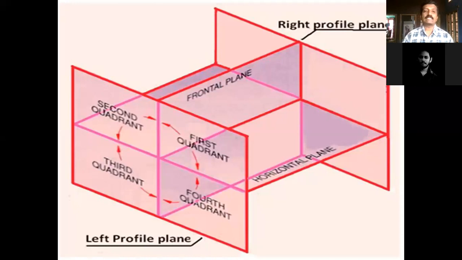Whereas for the second and third quadrant, we assume that the profile plane is also a transparent plane, not only the vertical plane as well as the horizontal plane. For the third quadrant, the plane is here and the object is here, but if you come over here to the right side, the right view will get on the right profile plane only, because it's a transparent one. Similarly, the left view for the third angle projection system, it's a transparent one, so you're going to get it on the left profile plane only. So this is the only difference between the first angle projection system and the third angle projection system.